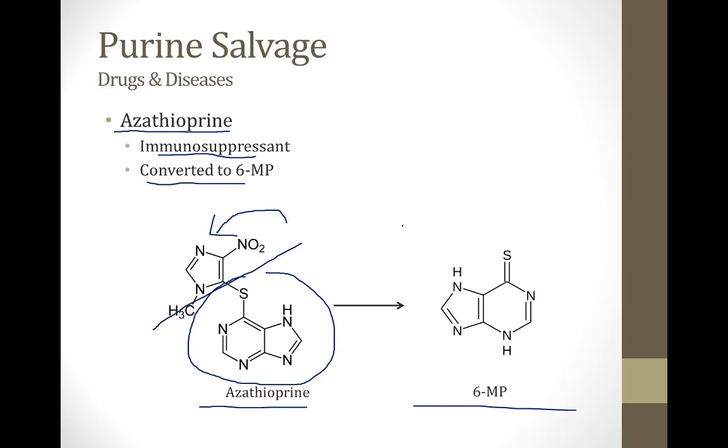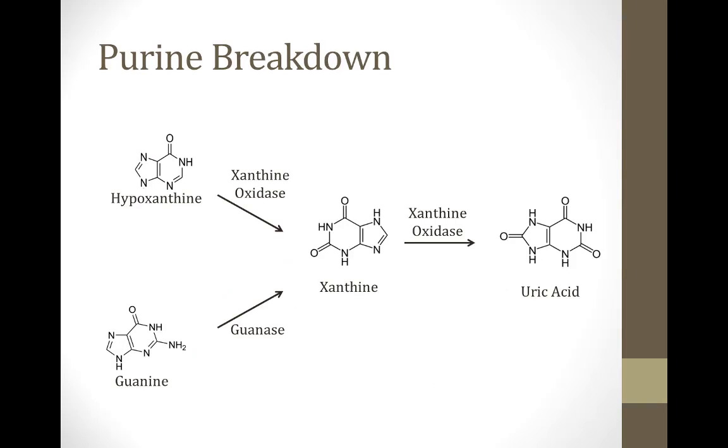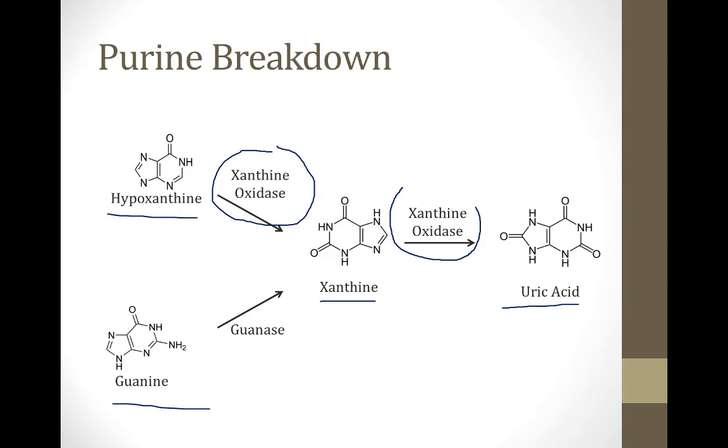effects as 6-mercaptopurine. So as I mentioned before, purines can be salvaged, but they can also be broken down into uric acid and excreted from the body. So let's talk about how that occurs. So the two purines, hypoxanthine and guanine, are broken down into xanthine and then converted to uric acid for excretion by the kidneys. The enzyme xanthine oxidase will break down hypoxanthine into xanthine, and then it will also convert xanthine into uric acid. For guanine, it has its own enzyme called guanase that converts it to xanthine, but once it becomes xanthine, it is converted to uric acid by the same process as hypoxanthine via the enzyme xanthine oxidase.